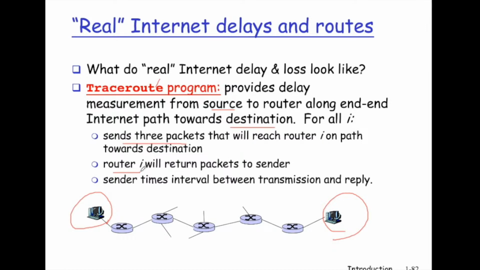A router receiving such a packet would return by sending a reply back to the sender. Now the sender can time the interval between the transmission and receiving the reply and gets one estimation of the round trip time between the sender and the router. So it works like this: 3 probes to the first router, 3 round trip time estimations. 3 probes to the second router, 3 round trip time estimations to the second router. And this goes on and on until it reaches the final destination, and then the traceroute program stops.